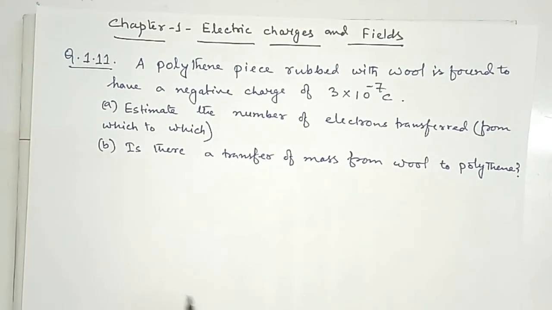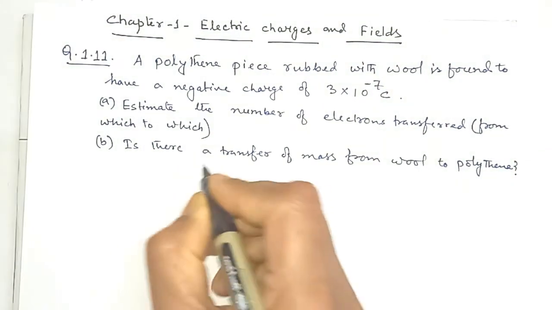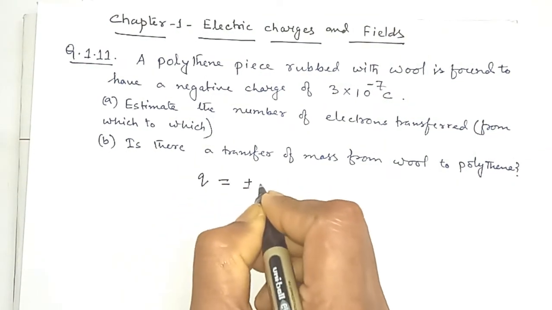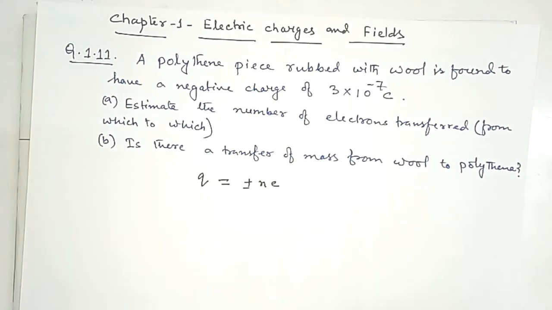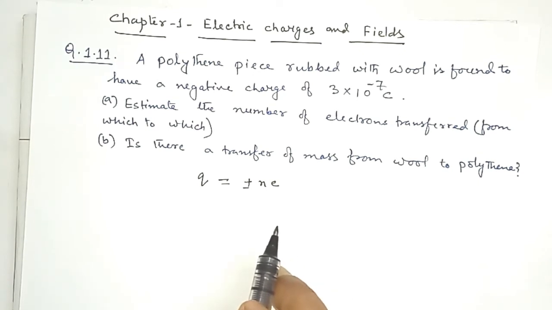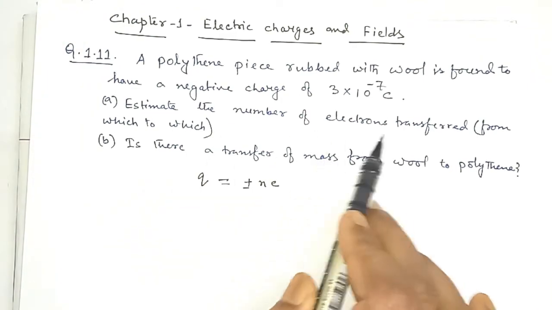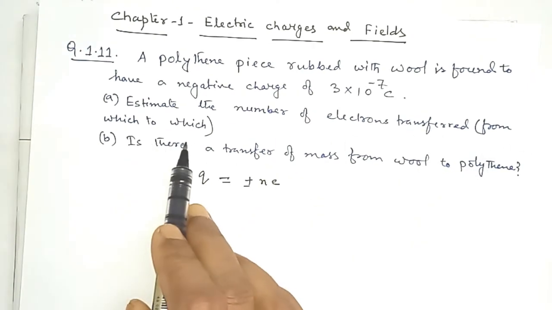So we know that the charge on a body in terms of the number of electrons lost or gained by it is given by Q equal to plus minus NE. So if electrons are lost, then the charge obtained will be positive, and if electrons are gained, then the charge obtained will be negative. We should keep in mind that a material particle always has some mass. So here we have to find the number of electrons transferred, from which to which.